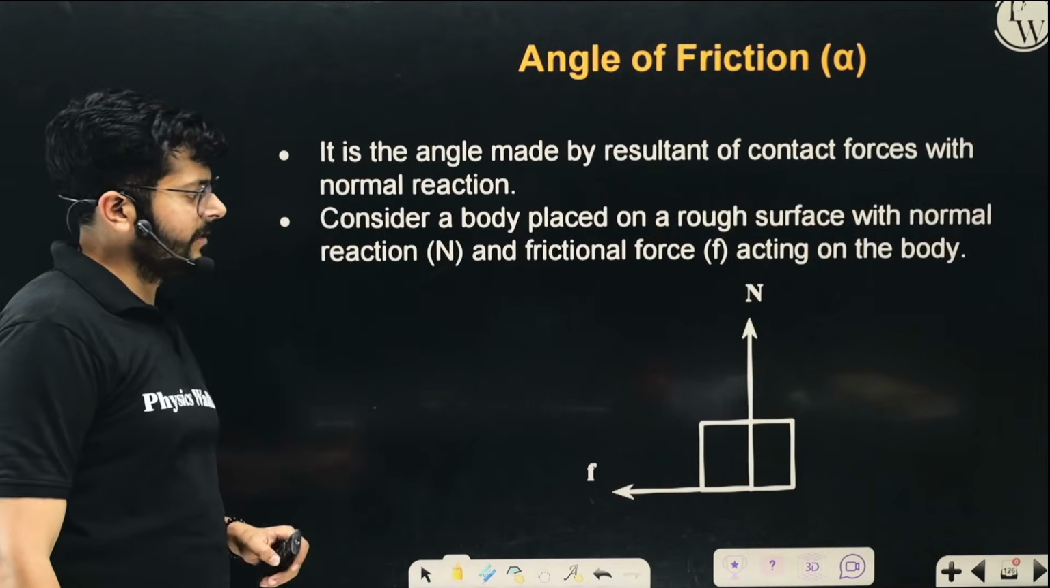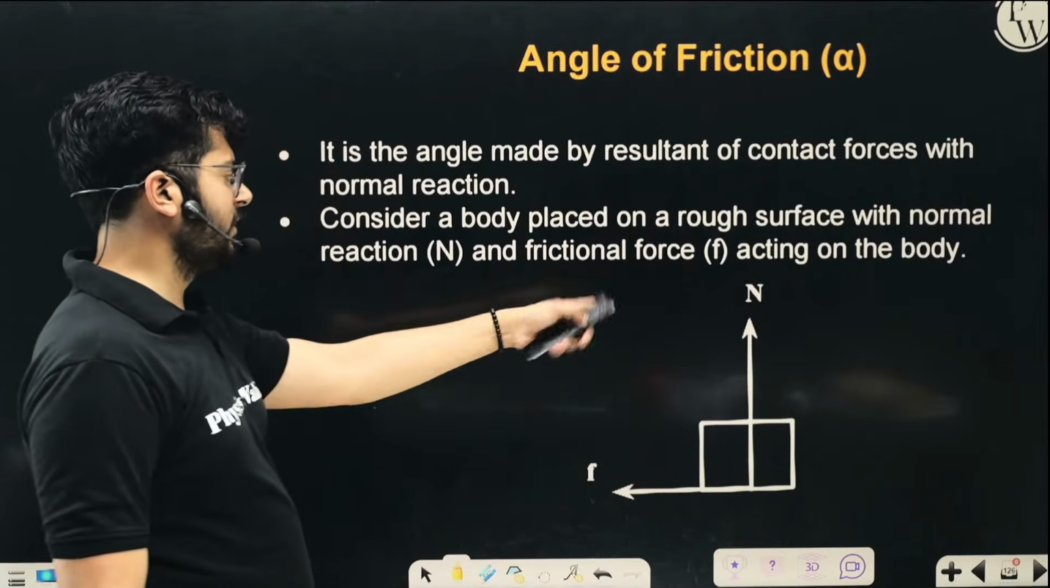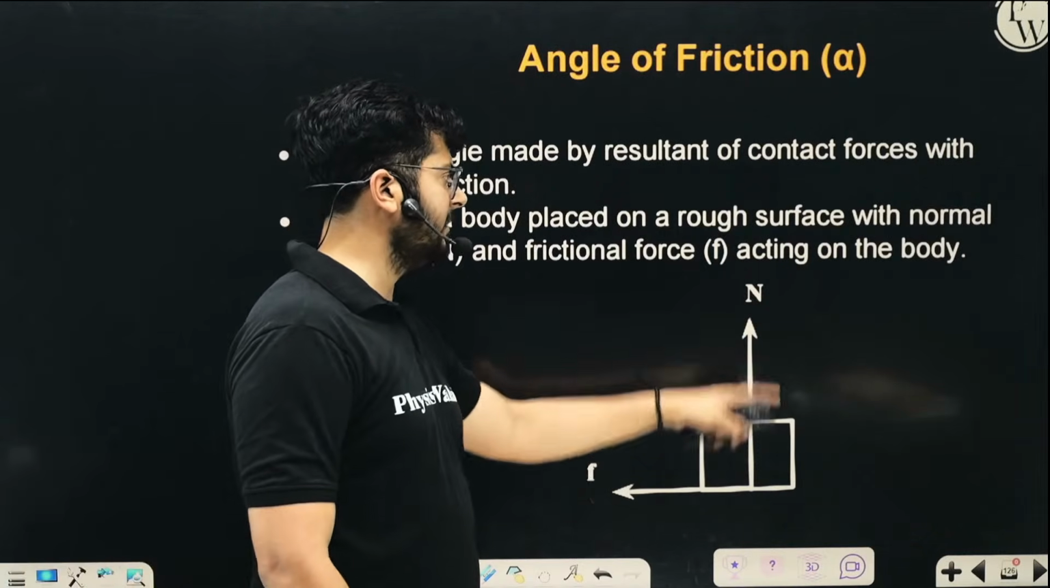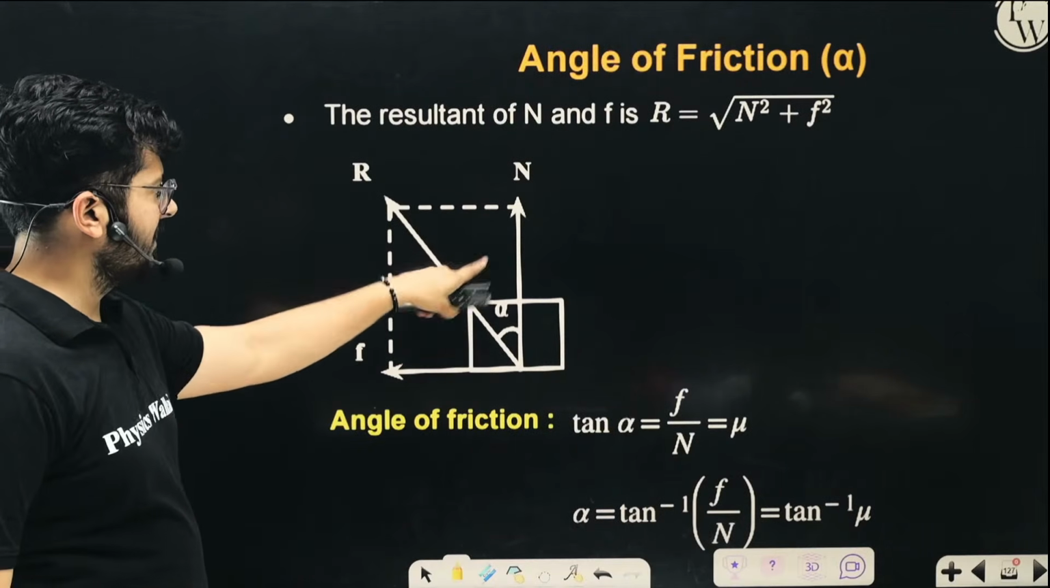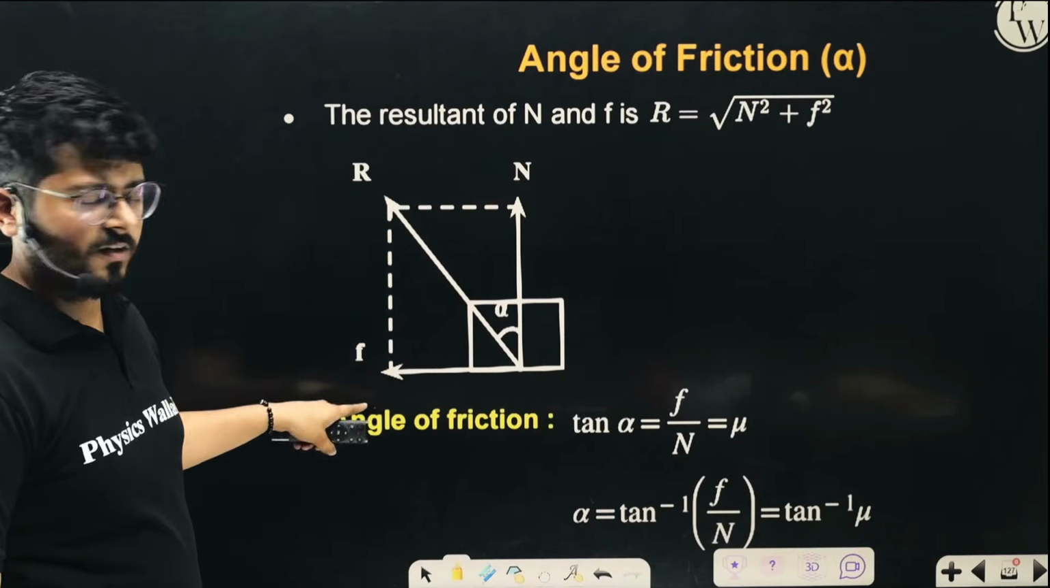So angle of friction, now let us talk about that. Angle of friction is the resultant of F and N, right? Angle of friction is the resultant of normal reaction and the friction force.